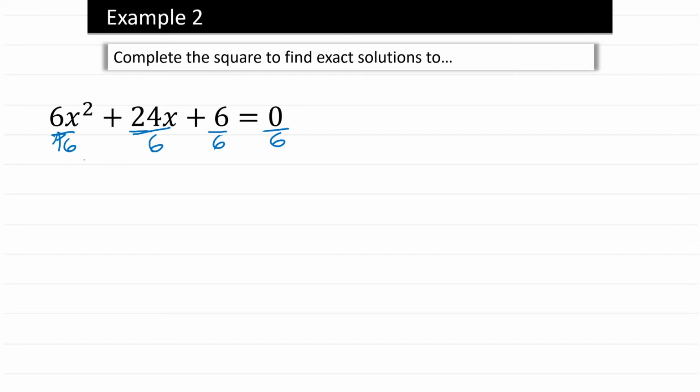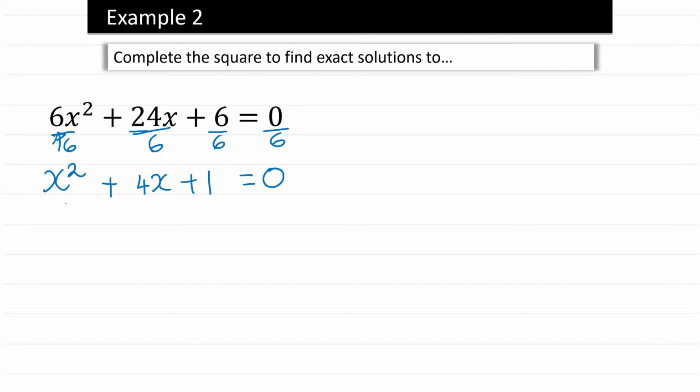Now 6 divided by 6 is 1, of course, so we're going to write x squared, and then plus 24 divided by 6 is going to be 4x, and then plus 1 equal to 0 divided by 6 is just a 0. Now you don't have to deal with factorizing. However, even if you factorized it, it will give you the same answer, but we don't really need to complicate our situation.